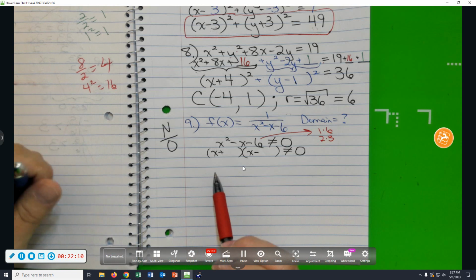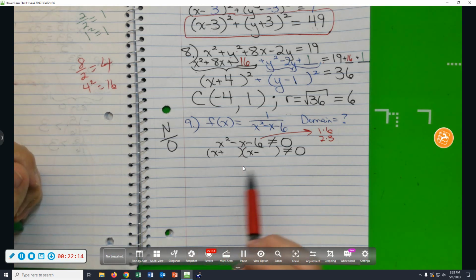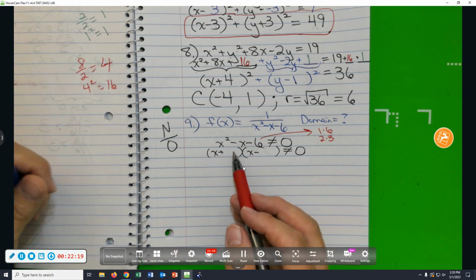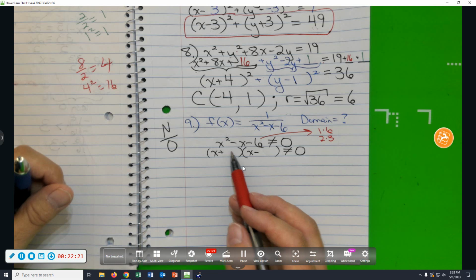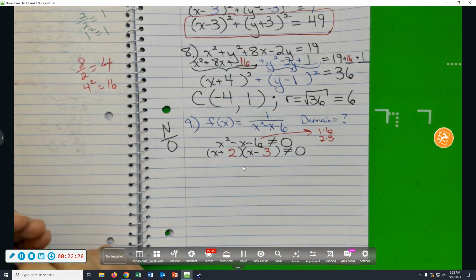So play around with it. In order to get back a minus 1x from the outer and the inner, where do we need the 2? Where do we need the 3? What should go here? X plus 2 and then x minus 3. I agree. Do y'all need me to FOIL that out to verify it, or do y'all see it in your head?